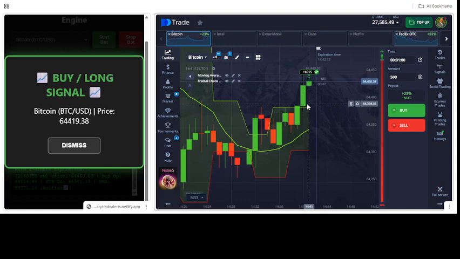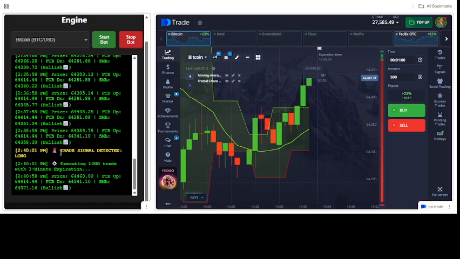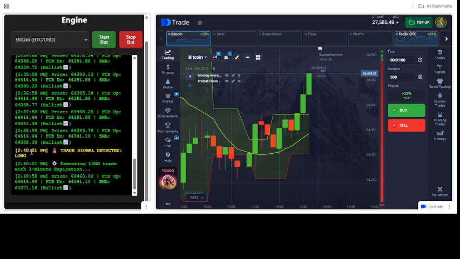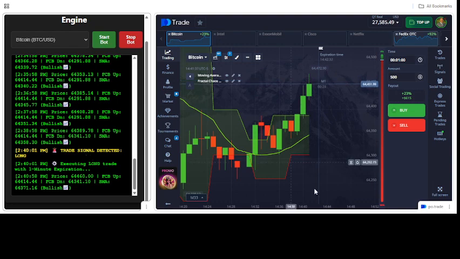Okay, so we got a good signal here. All right, so what I'm going to do is pause the video and wait for the next signal, come back. We can dismiss that. And also, if you notice here on the screen, there's also an alert. It shows as a yellow one here. So I'm going to pause the video and look for the next alert.